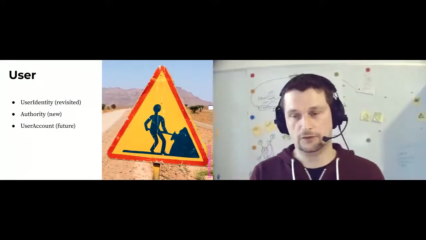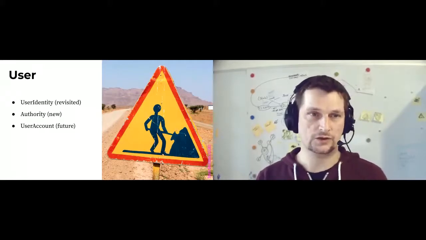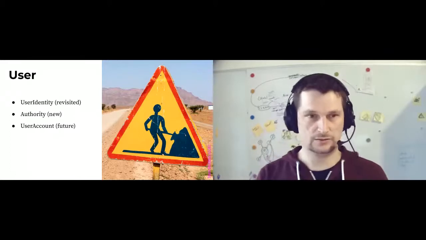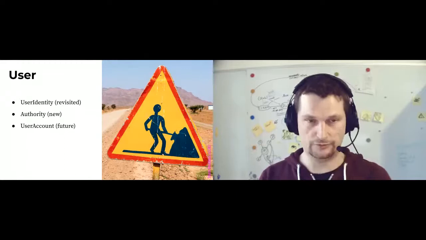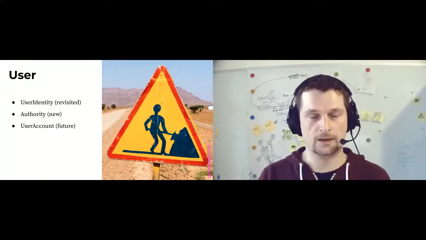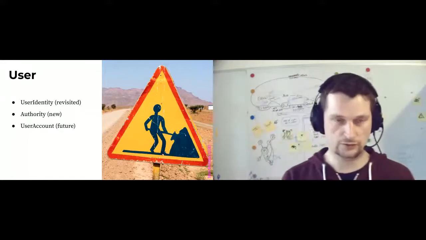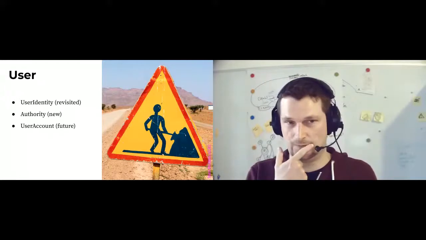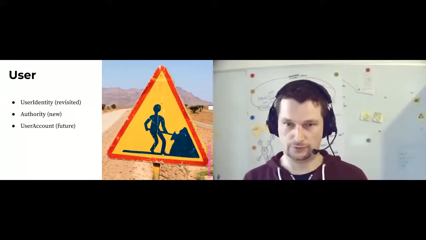So what is going to happen with these classes? The user class will be split into a user identity, which has already been around, but we revisited and refined a bit. An authority class that can be used to check whether, let's say, the user that is currently making a request is allowed to perform certain actions.